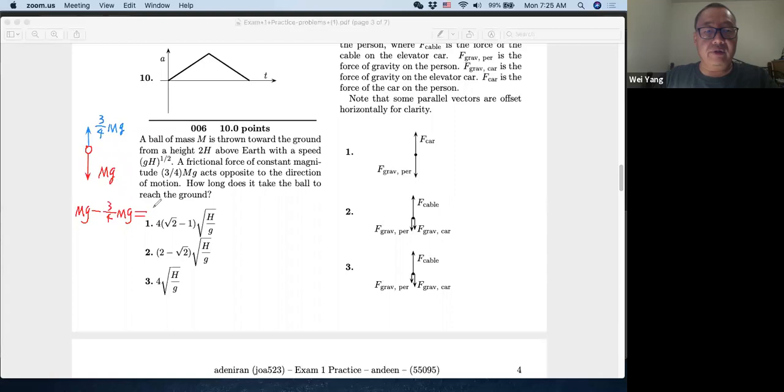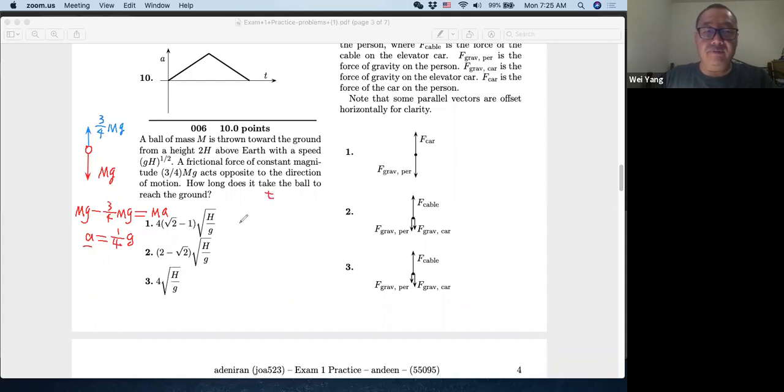equals m times acceleration a, right? By solving this equation, you can get a equals 1/4 times g, right? So that means a has the same direction as g. That means going down. Now, after you get this acceleration, they are looking for the time. How long does it take? So this one is time.